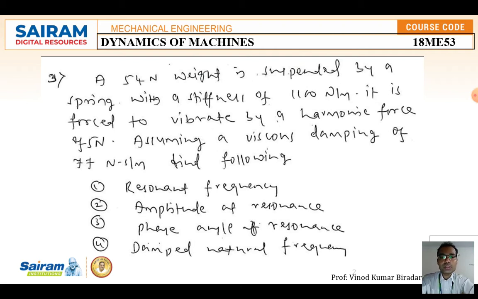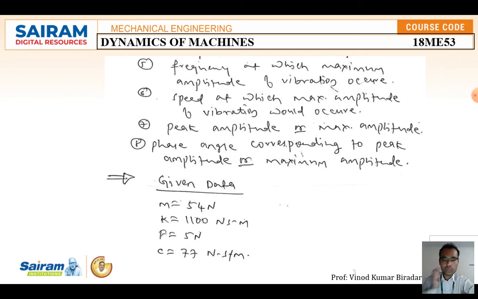Assuming the viscous damping in the system is 77 Newton second per meter, find the following key factors. Before solving the problem, I told you always to recall the formulas I gave in the list of formulas and notation of symbols. At resonance, I told you omega is equal to omega n. Peak amplitude and maximum amplitude are both the same. And also the phase angle.